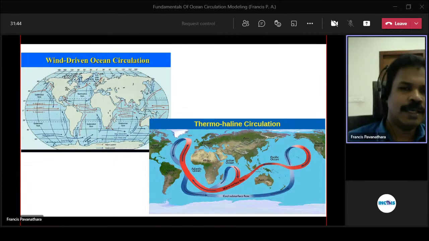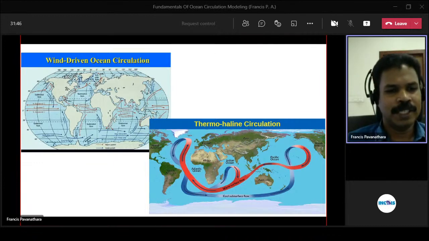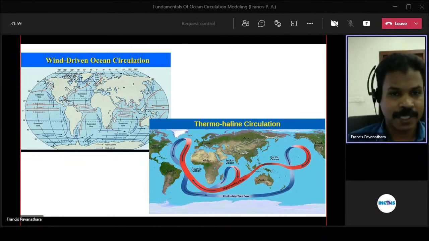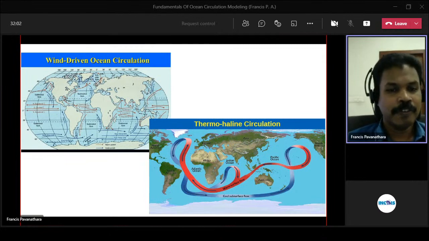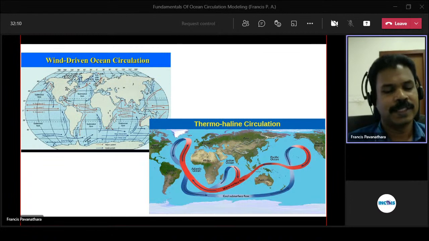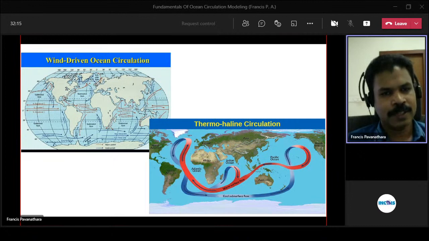Then there are small scale features within the ocean basins. These currents are basically wind driven currents. We know that wind plays an important role in determining the surface currents. So one part of ocean circulation we can consider as the currents forced by the wind. Now we know that currents forced by the wind should be represented in my model. That's one understanding we have.